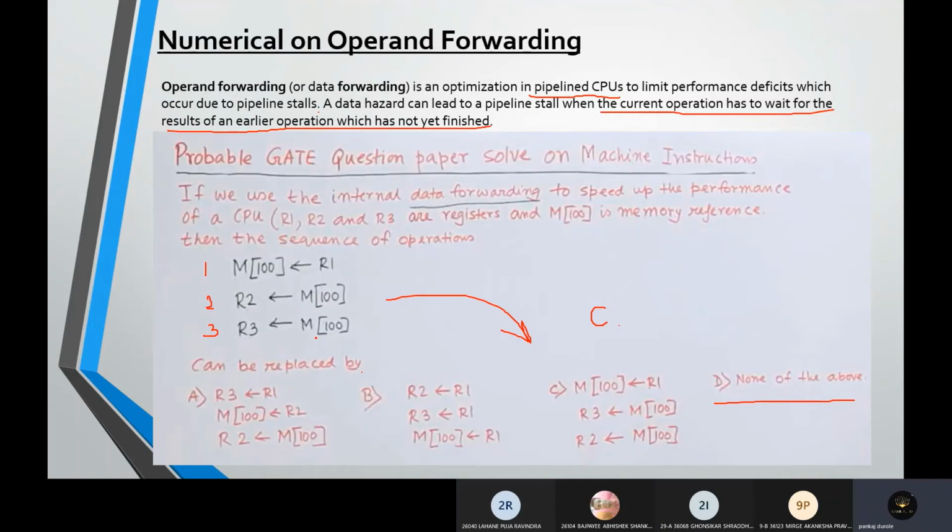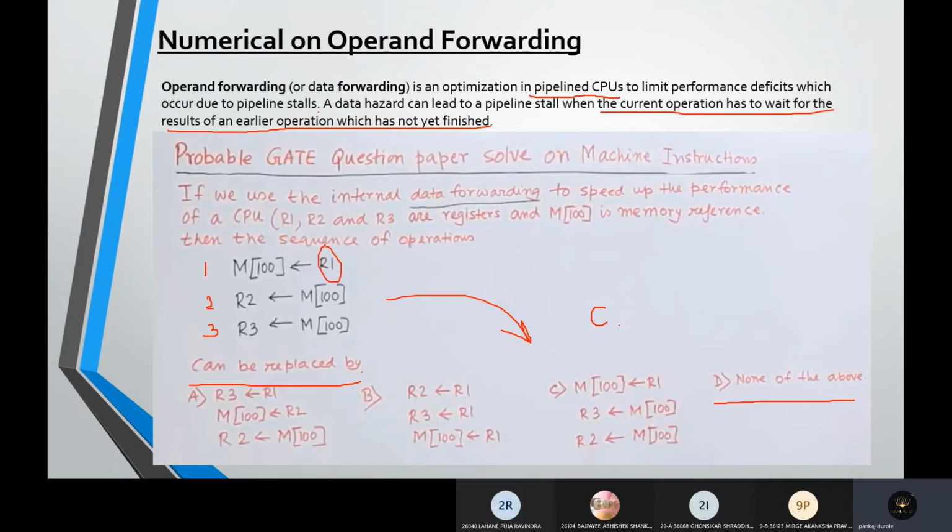Operand forwarding is the technique in which the operands are dependent on each other. Here they are talking about internal data forwarding to speed up the performance of the CPU, because the purpose is to speed up the performance of the CPU. We are utilizing the data which we have got as a result of the previous instruction in the next instruction. So we are trying to replace this group of instructions.